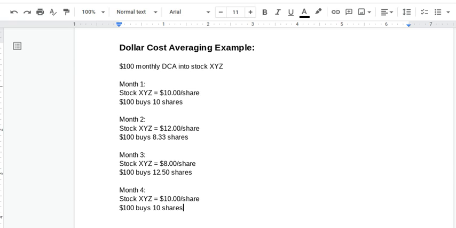Okay, so we look at our running total now. What we've done is we put $400 worth of capital in, $100 once per month, and we've purchased 40.83 shares. So this is kind of interesting, right? We've actually picked up a few extra shares, and we've got an average cost of $9.79. So that's $400 divided by 40.83 shares. So we have an average purchase price of $9.79 per share.